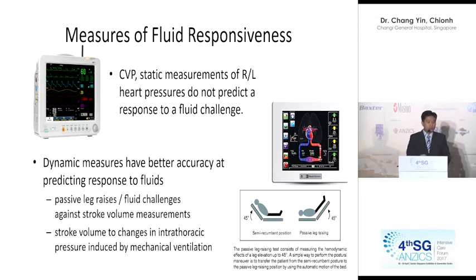Bearing in mind that this has to be against stroke volume measurements rather than to just look at the MAP or the blood pressure on itself. So other ways would be also to look at the stroke volume changes or sometimes pulse volume variations if there's any, in response to any changes to the intrathoracic pressure induced by mechanical ventilation.